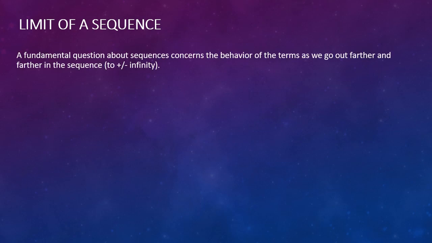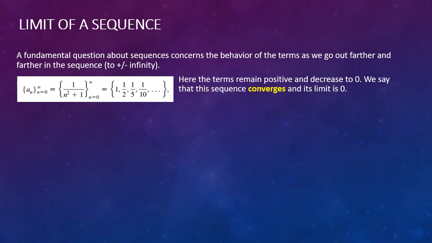A fundamental question about sequences really concerns the behavior of the terms as we go further out, at the end points of each graph, toward positive or negative infinity. Here you can see this formula, a sub n equals 1 over n squared plus 1, evaluated between n equals 0 and infinity. You can see that the terms stay positive, but they're getting smaller, and so eventually this will decrease closer and closer to 0. And we say that this sequence converges, and its limit is 0 as n goes to infinity.